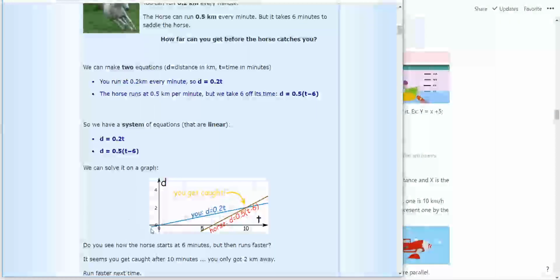As you can see in the graph here, this one starts from the origin, but this one starts 6 minutes later. At one point in time, do they really intersect? You could solve this by substitution. You could substitute one into the other: 0.2t equals 0.5t minus 0.5 multiplied by 6, or 3.